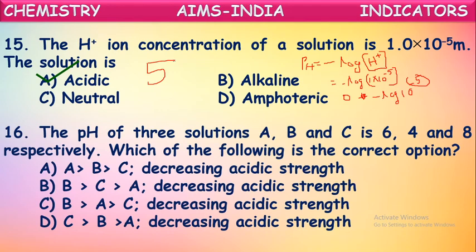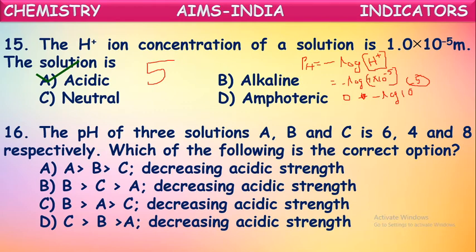Next, the pH of three solutions A, B and C are 6, 4 and 8 respectively. Which of the following is the correct option? They are giving the decreasing order of acidic strength, that is, which is more acidic among these. We know as the pH value decreases, its acidic nature increases, because substances with pH value 0 to 7 are acids. As the pH value decreases from 7 to 0, acidic strength increases. So the one with less pH value is stronger.